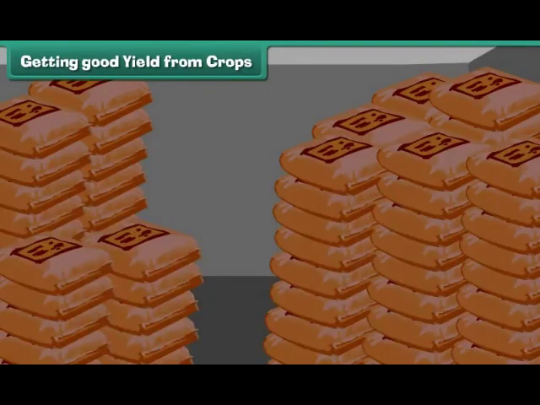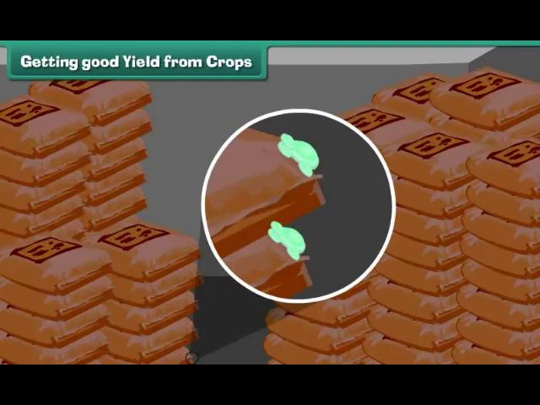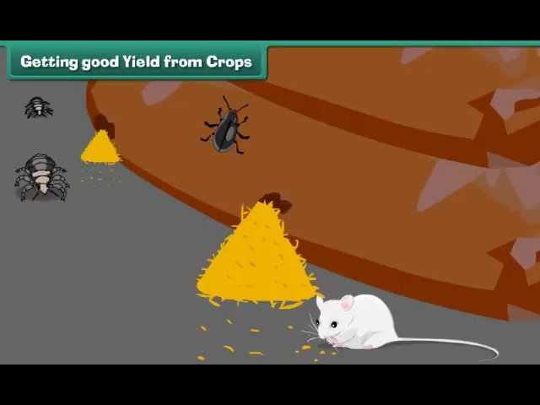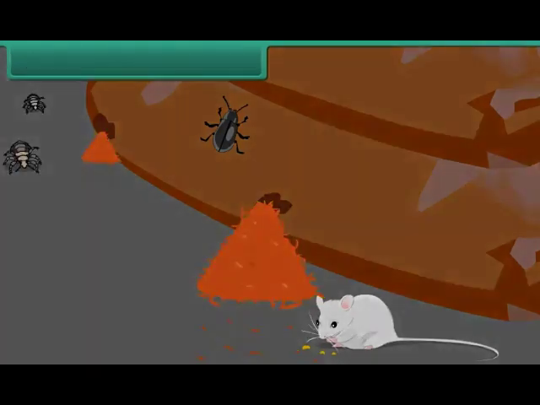Harvested crops should be stored properly to protect it from moisture. Moisture causes growth of fungi and bacteria. Crops should also be protected from rats, insects, and other animals.